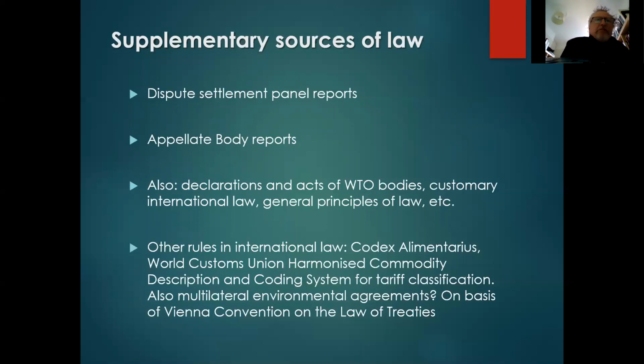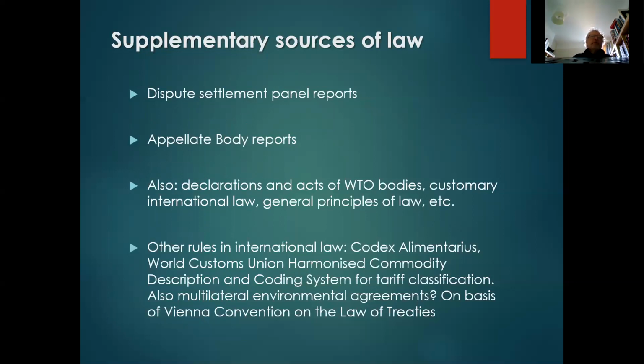In addition, there are declarations and acts of the various WTO bodies, and we'll look at those bodies a bit later, and also customary international law, and also general principles of law, etc. There are also other rules, institutions in international law, which are supplementary sources. There's a so-called Codex Alimentarius, which I'll say something about later on. The World Customs Organization has a harmonized commodity description and coding system for tariff classification. I'll explain again later what that is about.